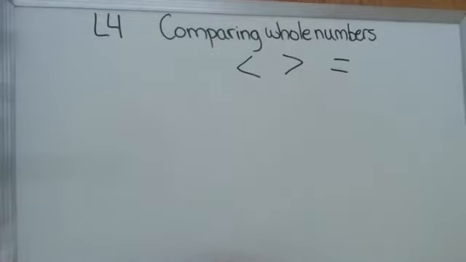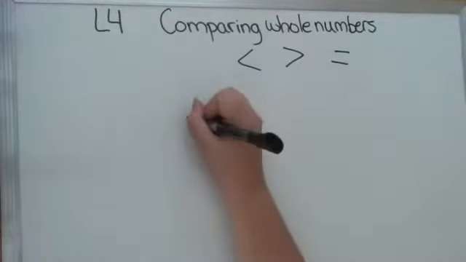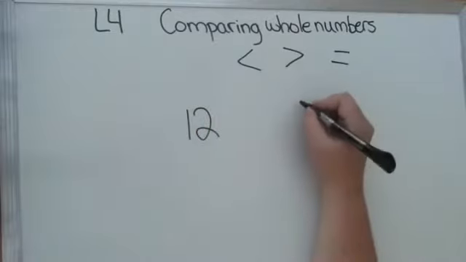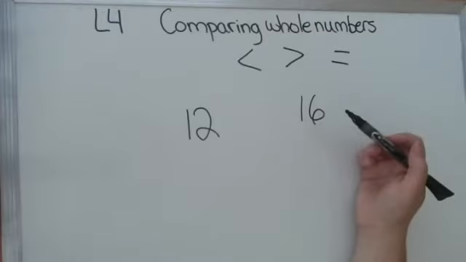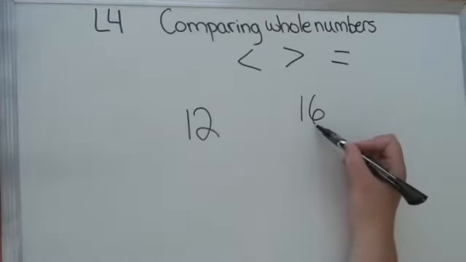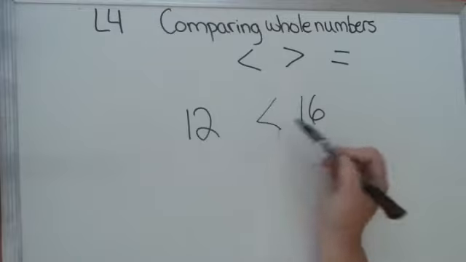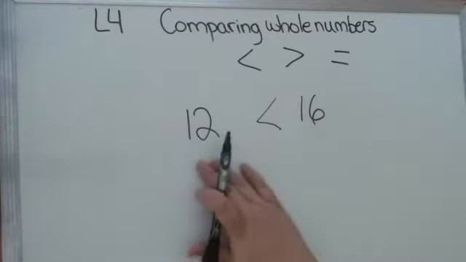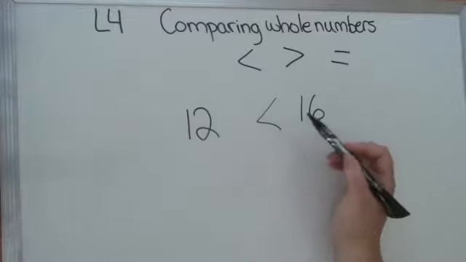Now remember, we're comparing whole numbers today, which means we won't be working in fractions or decimals. So if I have the whole number 12, and I'm comparing it to 16, I am looking to see which number is larger. This number is greater than 12, which means it is going to be said like this. Now, if I were to say this like a sentence, I would be saying 12 is less than 16.